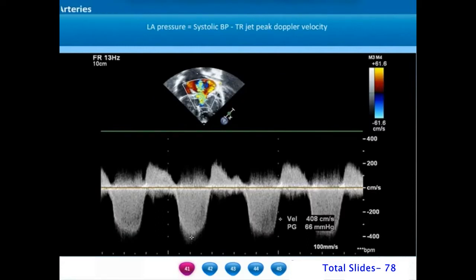Using a continuous wave Doppler, if we measure the tricuspid regurgitation jet's peak velocity, we can find the difference between the systemic systolic pressure and the peak right ventricular systolic velocity obtained by the continuous wave Doppler and derive the pressures of the left atrium.